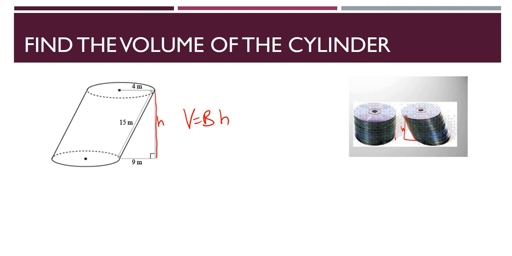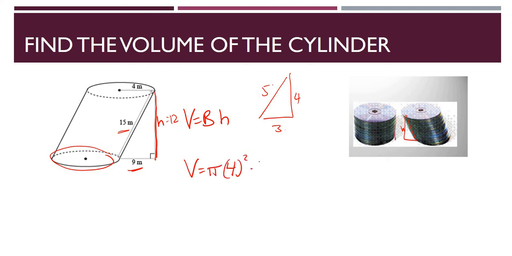So the first thing I have to do is find this height. Well, I have a right triangle. We could use Pythagorean, but I've noticed that this is a multiple of 3 and this is a multiple of 5. So using my 3, 4, 5 right triangle, since I've got 9 and 15, this side would have to be 12. They are multiples of 3. So that's my height. The area of my base is pi r squared. The radius is 4. The height is 12. So that's going to be pi times 16 times 12, which is 192 pi.